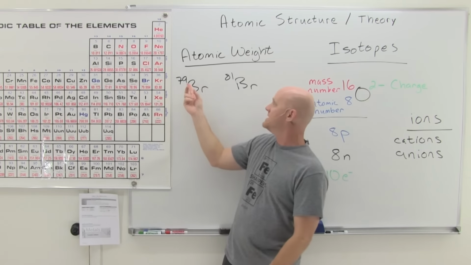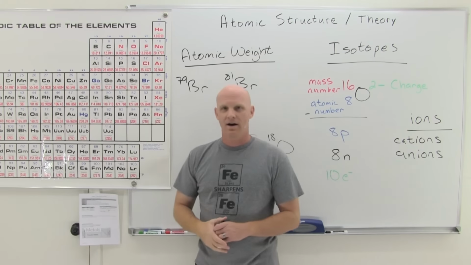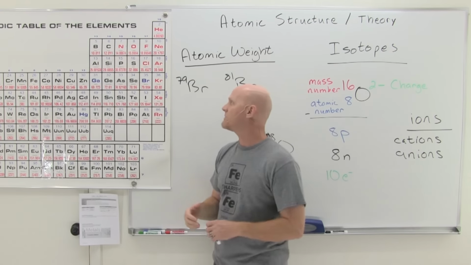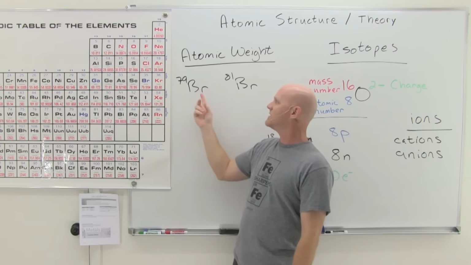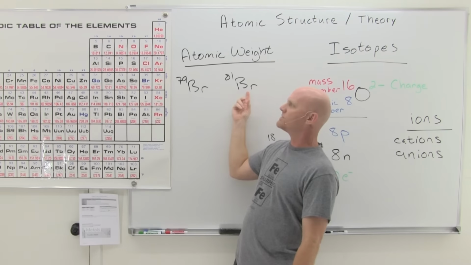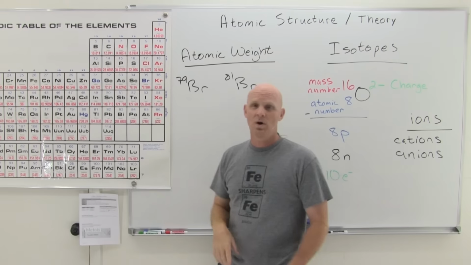It's almost like you just took 79 plus 81 and divided by 2, a normal kind of arithmetic mean, an average. So it turns out it's just a slight excess of bromine 79. It's like 50.5% and 49.5%. And that's why it comes out a little closer to 79 than it does to 81.